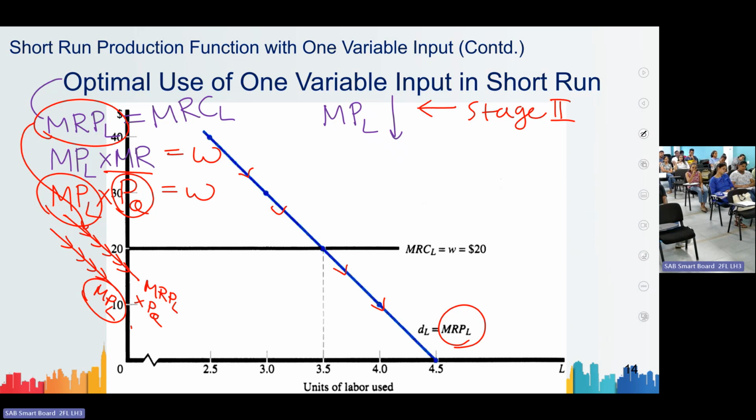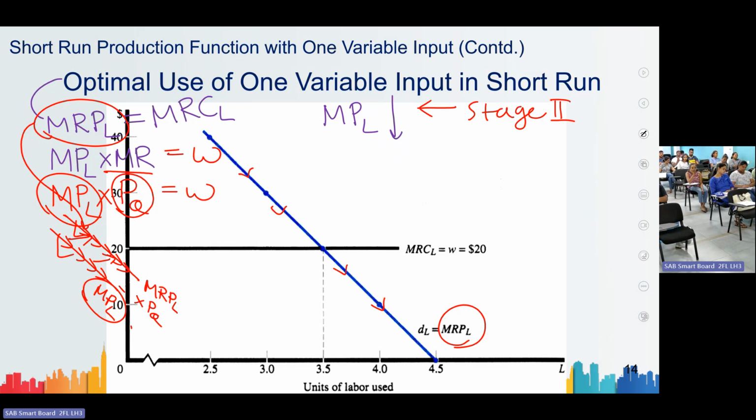When we multiply these declining numbers by a fixed number, the curve shifts to the right. The curve should shift to the right with the same slope. The slope is the same, but it shifts to the right after multiplying by a fixed number. So after multiplying MPL by the price, this is the marginal revenue product curve.